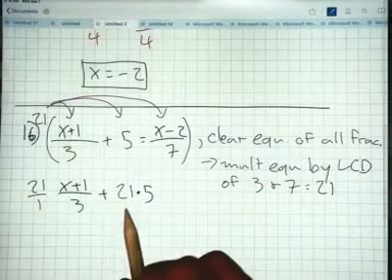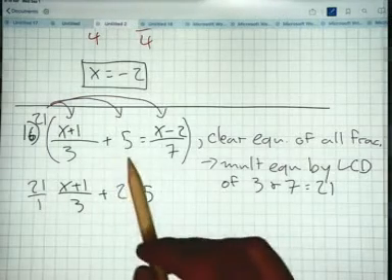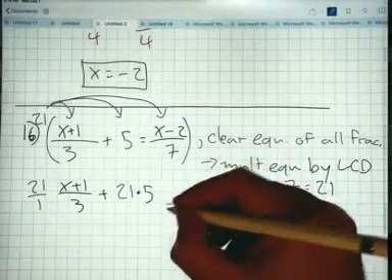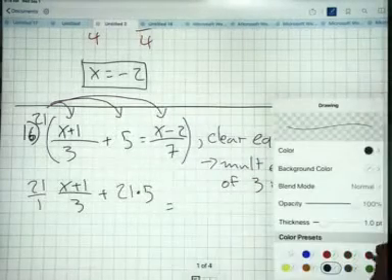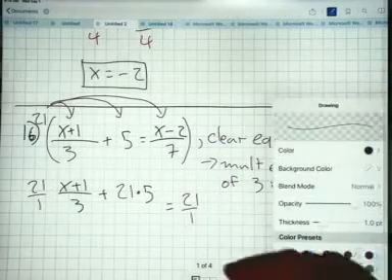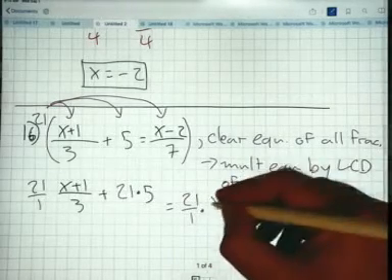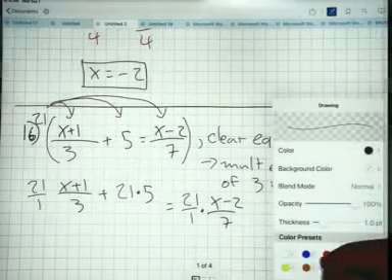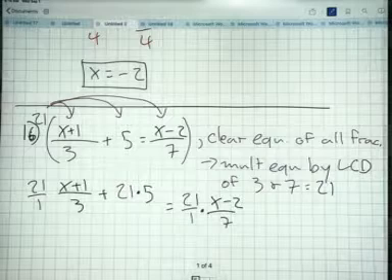The reason I didn't put 21 over 1 is because I'm just multiplying 21 by 5. I'm not thinking about this in terms of fractions. Equals the 21 over 1 times the x minus 2 over 7. And here's what multiplying through by the LCD does.